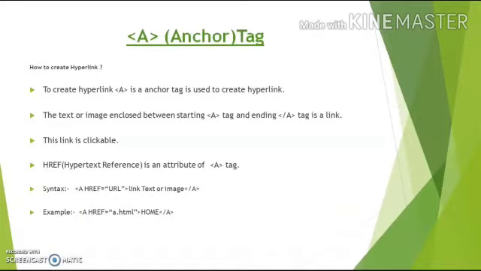To create hyperlink, A, the anchor tag, is used. Here A stands for anchor tag. The text or image enclosed between starting A tag and ending A tag is a link. This link is clickable. href, that is hypertext reference, is an attribute of A tag.